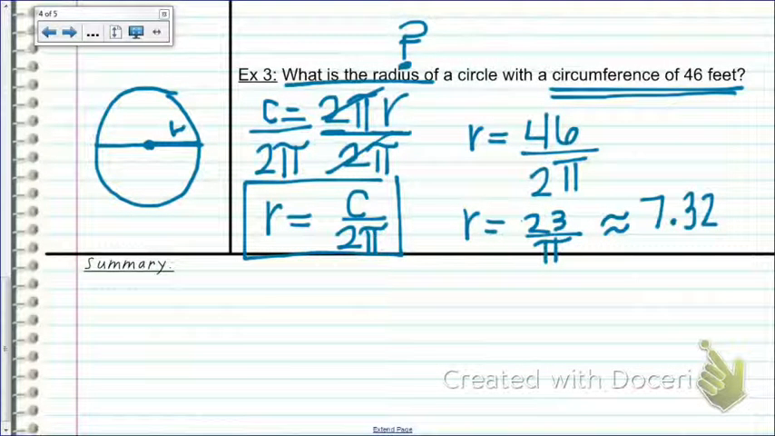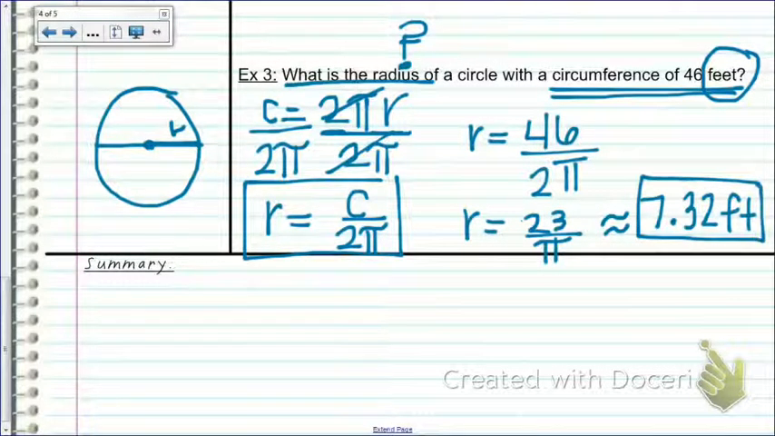7.32 what? Feet. Ladies and gentlemen, if you had left your answer as 23 over pi feet, is that also correct? Yes. We do not always substitute 3.14 in for pi. And actually, we usually only do it when I'm asking you to measure in terms of feet, inches, centimeters, that kind of thing. Okay? But if you give me 23 over pi, that is actually more exact than 7.32. Okay?